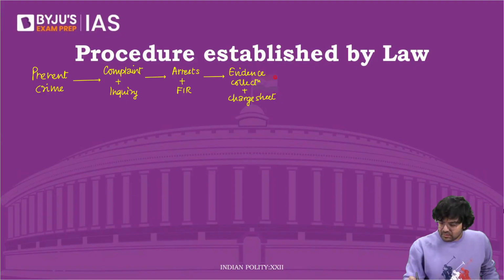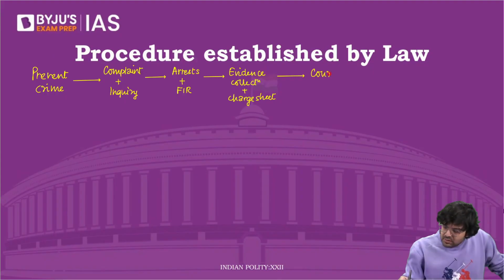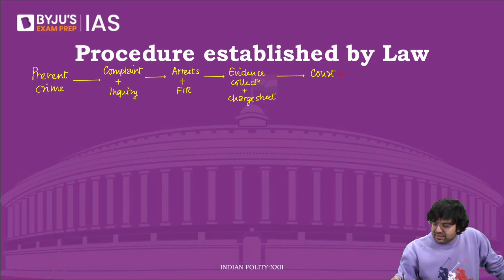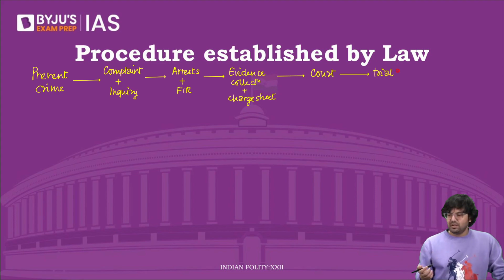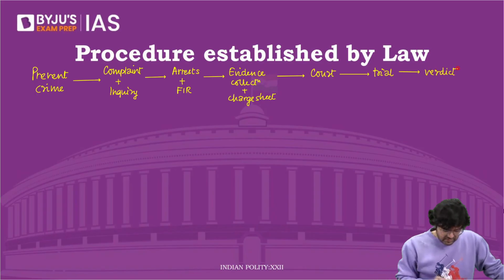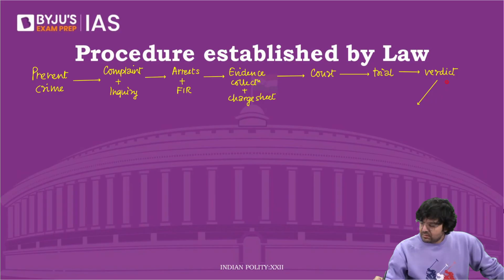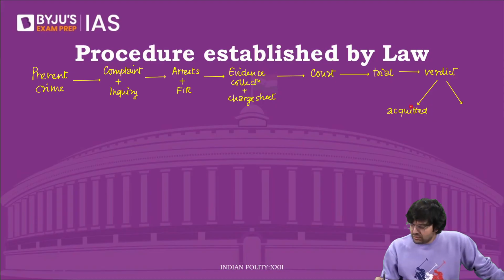Once this is done, you are then taken to court. In the court also, trial takes place. Trial. Where if you don't have a lawyer, you are given a lawyer. After the trial is over, comes the judgment, the verdict. And in the verdict, you can be acquitted. If you are a rich person, if you have not committed a crime, you are acquitted. And if you have committed a crime, you are convicted.